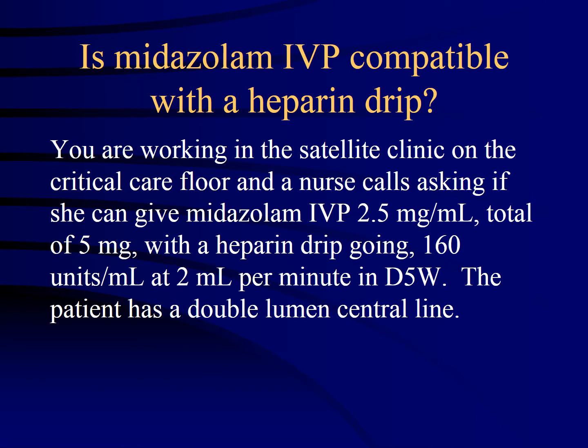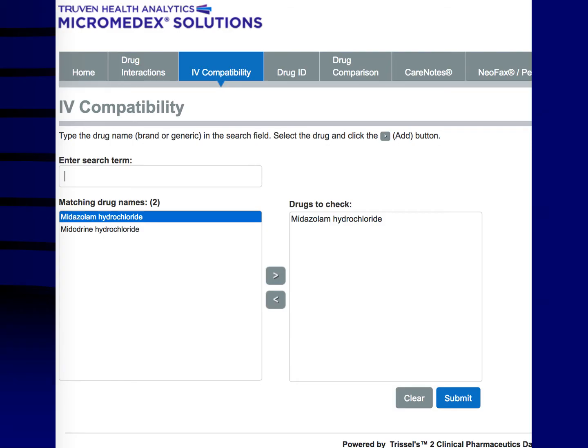Here is an example of an IV compatibility question. You are working in the satellite clinic on the critical care floor, and a nurse calls asking if she can give midazolam IV push 2.5 milligrams per mL, total of 5 milligrams, with a heparin drip going at 160 units per mL at 2 mLs per minute in D5W. The patient has a double lumen central line.